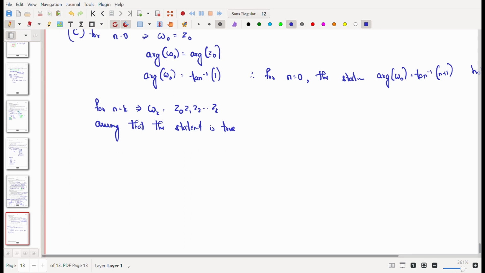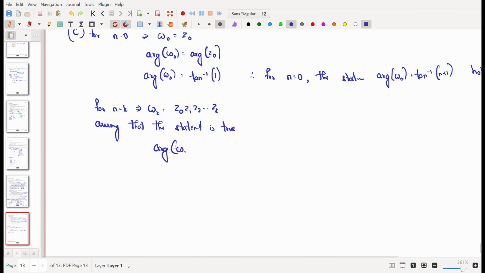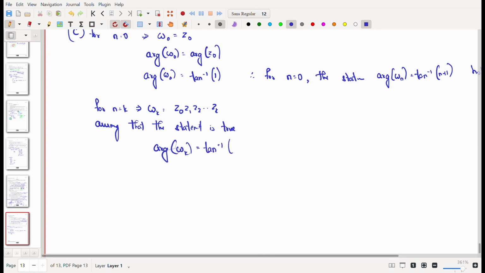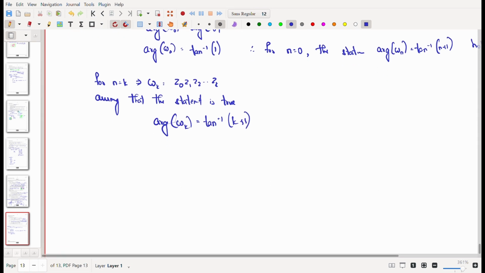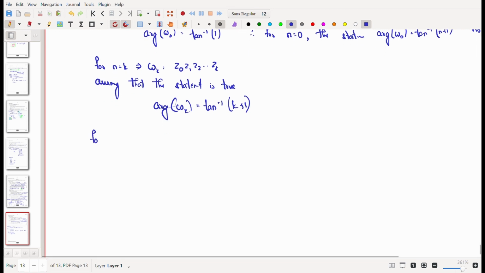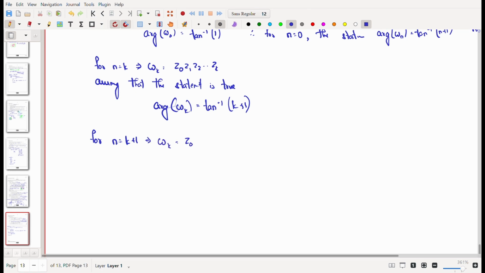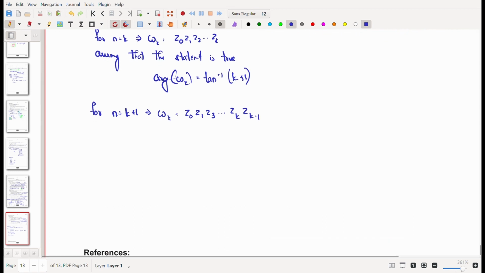Let's write it out. This means that arg of omega k is equal to tan inverse of k plus 1. So that's just what we're going to write, and we're going to leave it at that. Next, we're going to write for n is equal to k plus 1, omega k is equal to z1, z2, z3, all the way to zk.